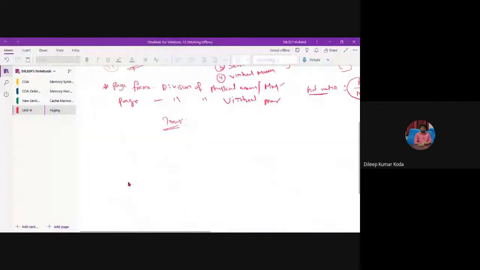So address translation means converting the virtual address into physical address.